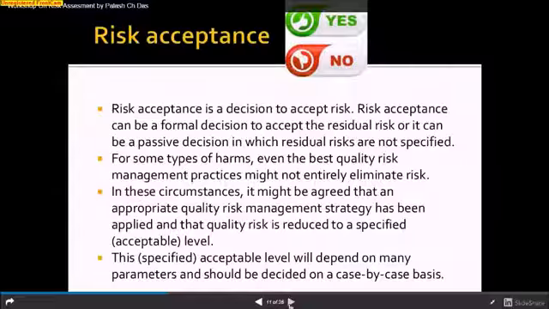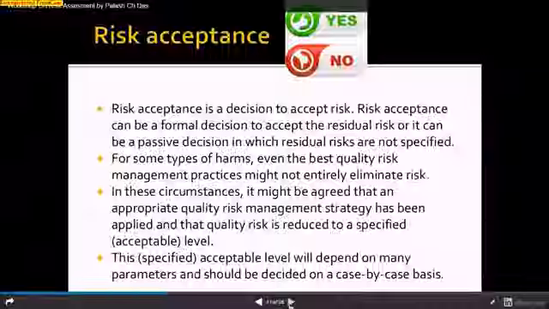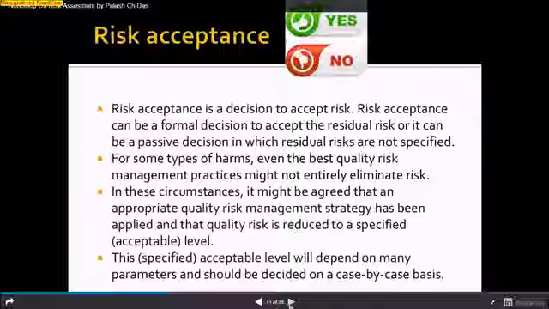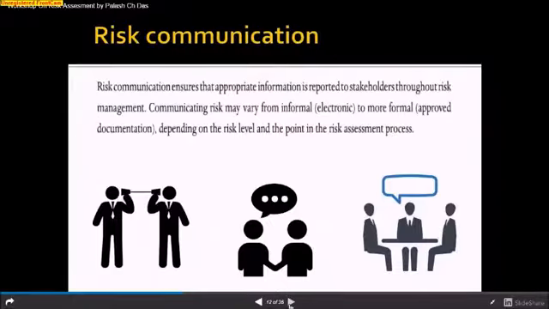In this circumstance, it might be agreed that an appropriate quality risk management strategy has been applied and quality risk is reduced to a specified acceptable level. So we need to pull all the high and medium risks to an acceptable level. And you need to relook at your risk management once in a while. Next is communication: ensure that the appropriate information is reported to the stakeholders during the risk management.